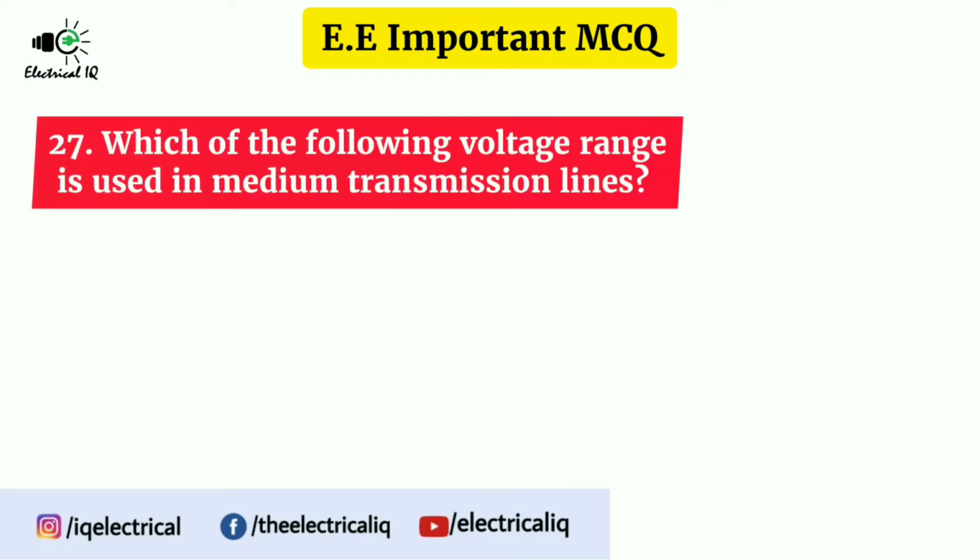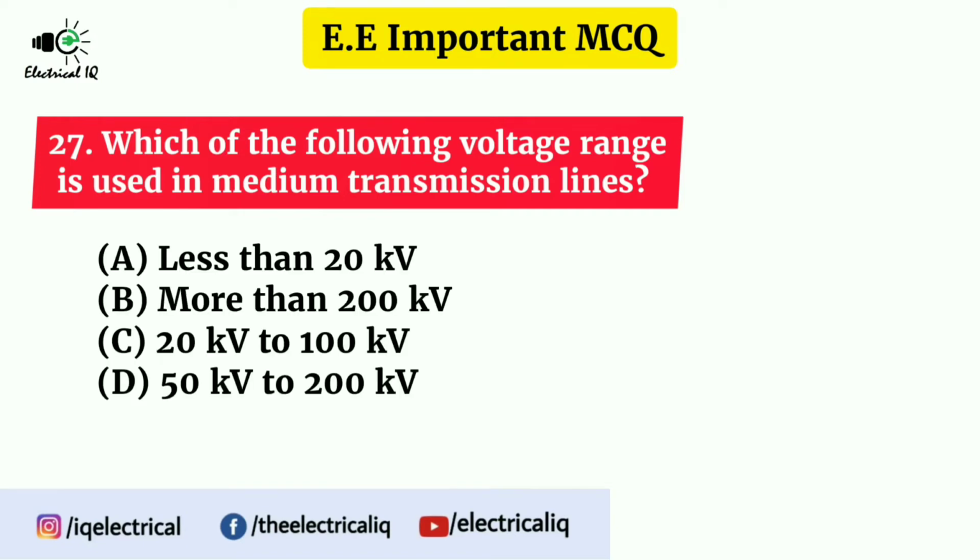Next, which of the following voltage range is used in medium transmission line? A less than 20 kV, B more than 200 kV, C 20 kV to 100 kV, D 50 kV to 200 kV. So the answer should be, in medium transmission line, the range is 20 kV to 100 kV.